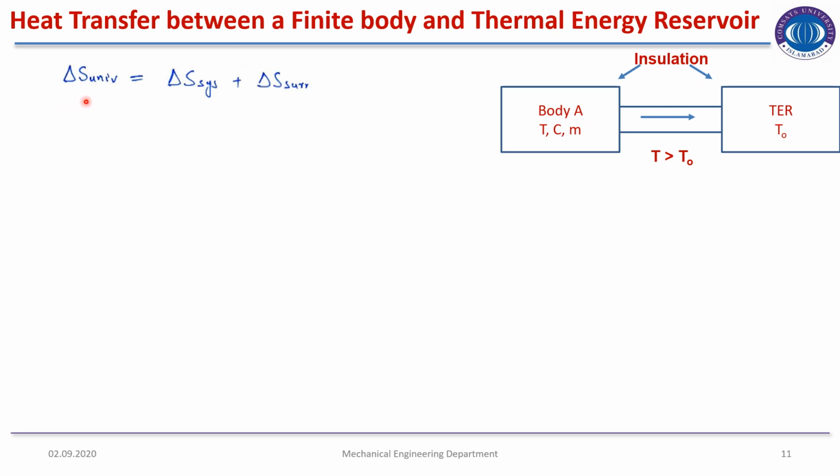So the main equation is del S universe is equal to change of entropy of surrounding plus change of entropy of system. Here the change of entropy of surrounding will be equal to 0, as the insulation is there to avoid heat interaction between system and surrounding. So the change of entropy of universe is equal to the change of entropy of system, that is the change of entropy of A plus the change of entropy of B.